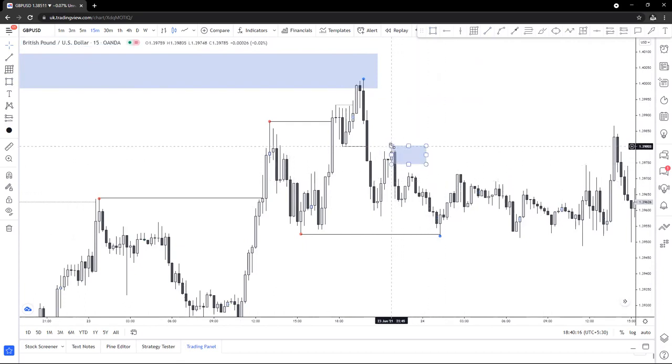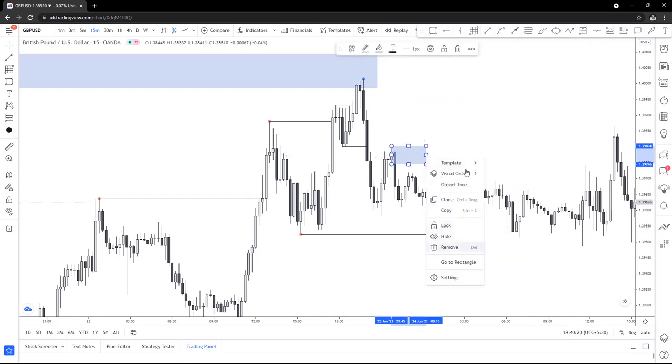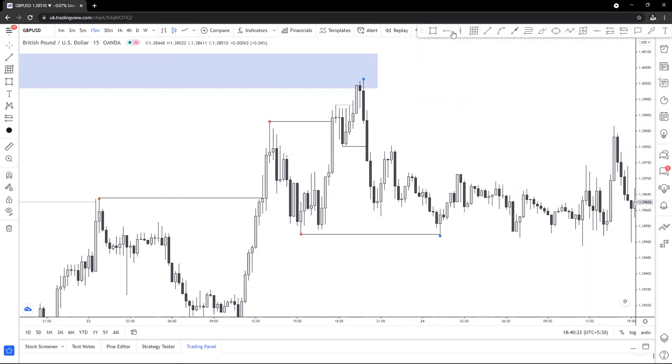Many people would have viewed this, right? Many people. Now we have identified our trap, right? We have identified the main trap within the range.